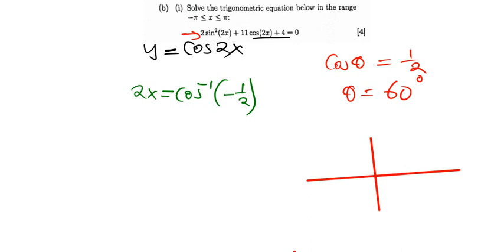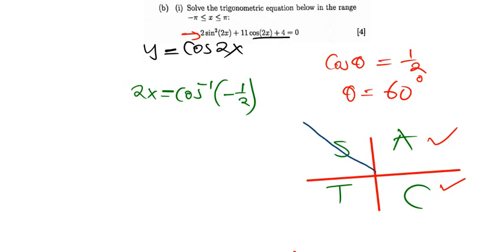So where is cosine negative? All students take calculus. I just hope the noise in the background is not affecting you. Sorry for that. So where is cosine negative? It's positive there. Everything is positive in the first quadrant.